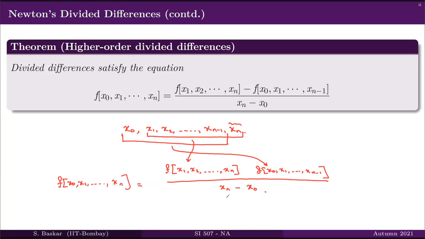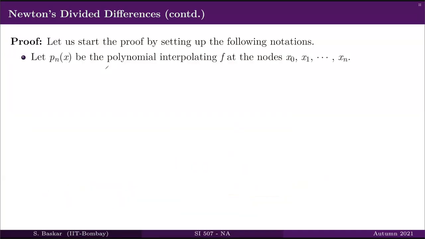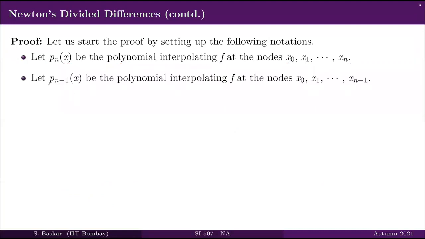Let us see how to prove this. Recall, by definition, this is nothing but the coefficient of x power n in the polynomial Pn of x, right? So we have to use this fact to derive this formula for the nth order divided difference. Let us start the proof with certain notations. We will use the usual notation Pn of x for the interpolating polynomial of the function f at the nodes x0, x1 up to xn. Similarly, we use the notation Pn minus 1 of x. This is also as usual. The polynomial interpolating the function f at the nodes x0, x1 up to xn minus 1.